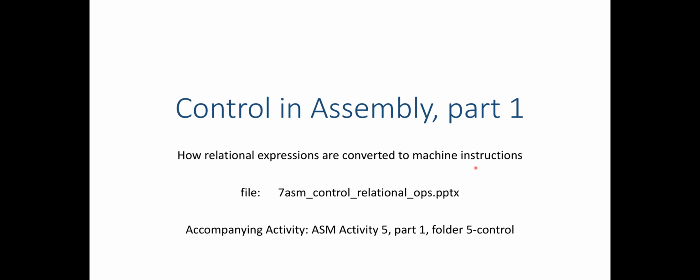All right, next up, how we do control in assembly. This presentation is labeled part one, but really this will be pretty much what we're going to look at in terms of control for the time being. So the activity that you're going to do after this presentation is in the ASM activities folder 5, control.